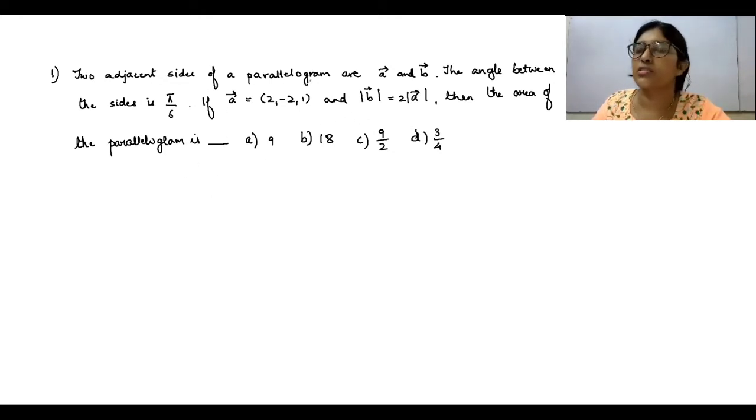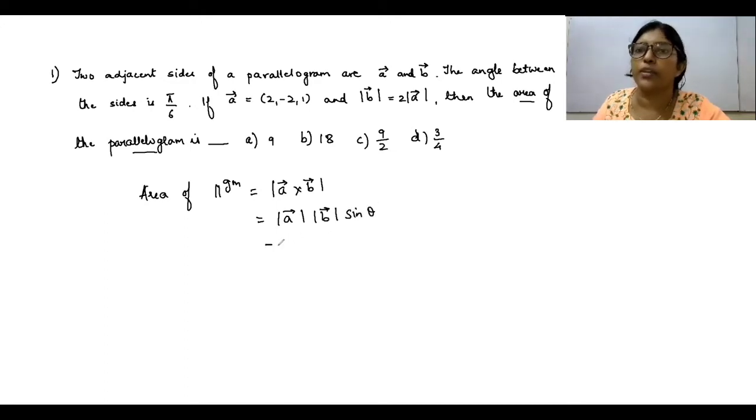Okay. So the adjacent sides of the parallelogram are given. The angle between the sides is given. And we are supposed to find the area of the parallelogram. So we know the formula for area of a parallelogram is magnitude of A cross B. Now, because cross product is given, we can look for the formula magnitude A into magnitude B into sine theta. Also, magnitude B is 2 times magnitude A and theta, the angle between the sides, is pi by 6.